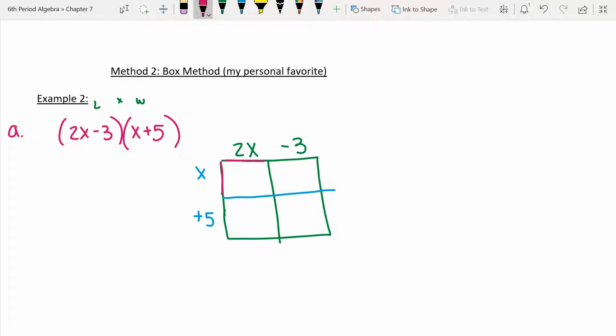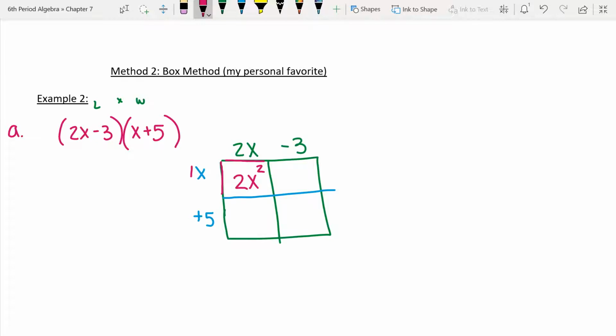So let me start with the variables. X times x is x squared. Then you deal with the constants or the coefficients in front. 2 times, well, when there's not something in front of a variable, assume it's a 1. So it's 2 times 1, which is 2. So in the top left box, I get 2x squared.